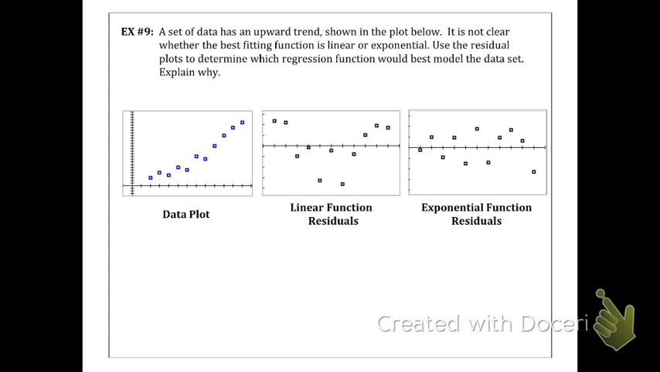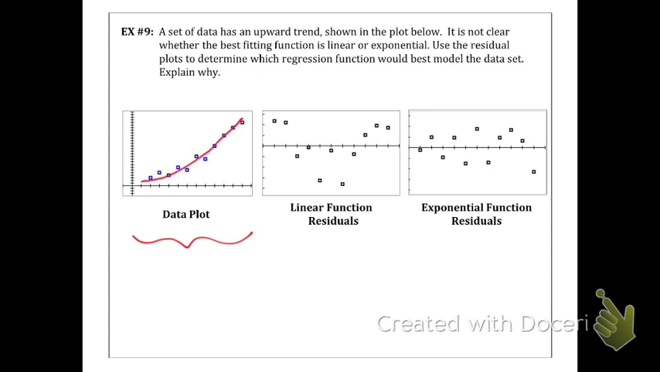All right, example 9 says a data set has an upward trend shown in the plot below. It is not clear whether the best fitting function is linear or exponential. Use the residual plots to determine which regression function would best model the data set and explain why. All right, so they gave us this first one here is our data plot, okay? So when I look at it, I can see where they think it might be linear. Maybe down just a little bit from that. And I can also see where they think it might be exponential.